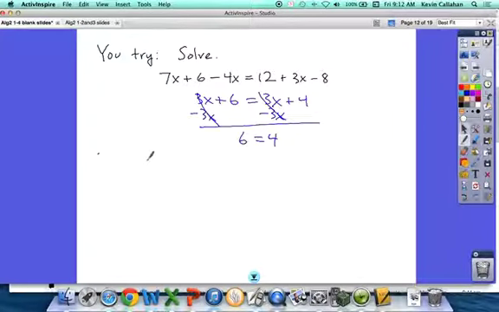So I am left with a statement that does not depend on the value of x, and it happens to be false. 6 does not equal 4. That means no solution. There's no number you could find that you could plug in here to make that statement true. And that's what it looks like when that happens. You lose all the variables, and you're left with a false statement. So that means no solution.